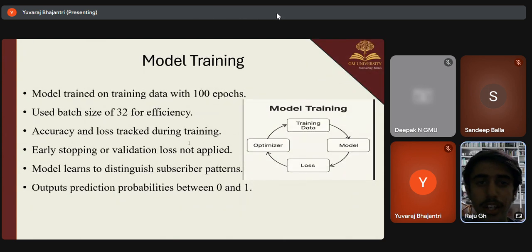In model training, this slide shows the training phase of our model. We trained the model using 100 epochs to allow sufficient learning. A batch size of 32 was used to ensure efficient training. During the training, we tracked both accuracy and loss to monitor model performance. We did not use early stopping as we wanted to observe the complete learning curve. The model gradually learns patterns that distinguish subscribers from non-subscribers. Finally, it outputs predicted probabilities between 0 and 1.